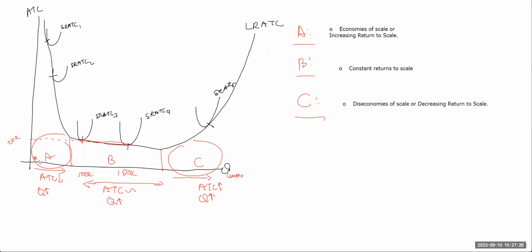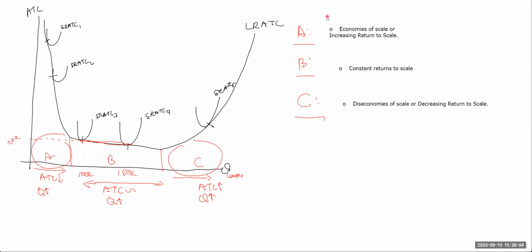Specifically, this area here, where when we increase quantity, our average total cost falls. That's called the increasing returns to scale or economies of scale region. This region B, where we increase quantity, we try to make more stuff, and average total cost stays the same. That's called the constant returns to scale region. And this region here, where we increase output and our average total cost increases, that's called the diseconomies of scale or decreasing returns to scale region.